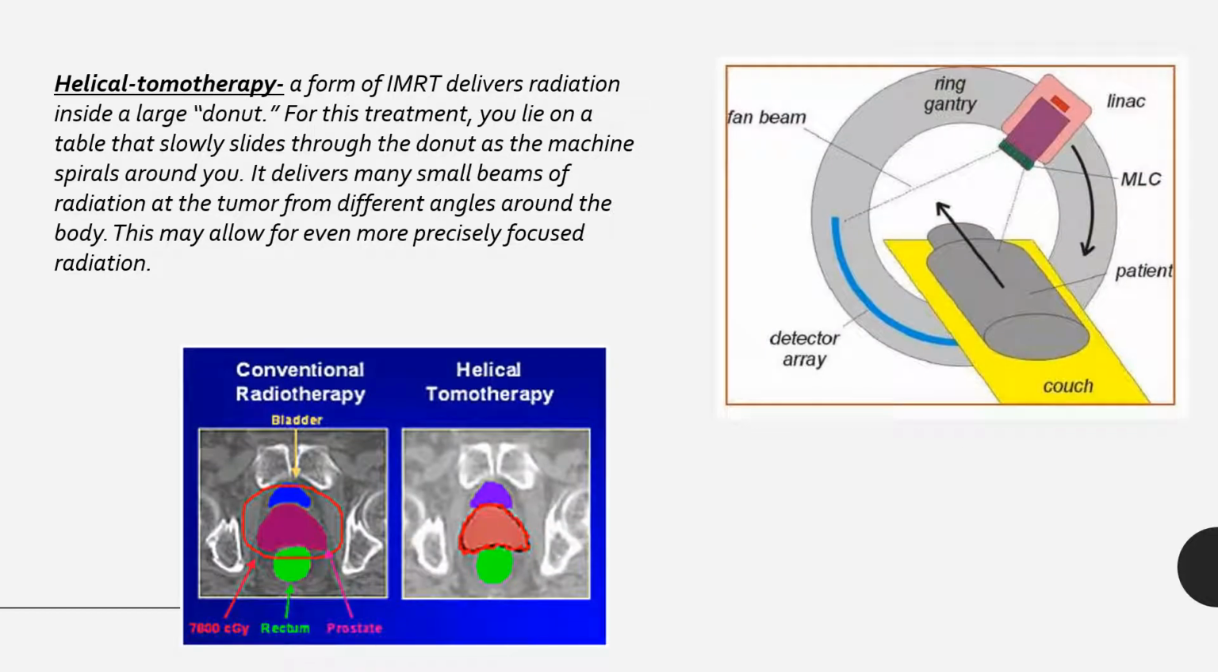Helical tomotherapy, a form of IMRT, delivers radiation inside a large donut. For this treatment, you lie on a table that slowly slides through the donut as the machine spirals around you, as demonstrated in this image to the right. It delivers many small beams of radiation at the tumor from different angles around the body. This may allow for even more precisely focused radiation.